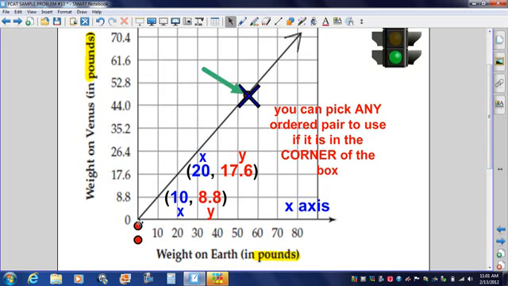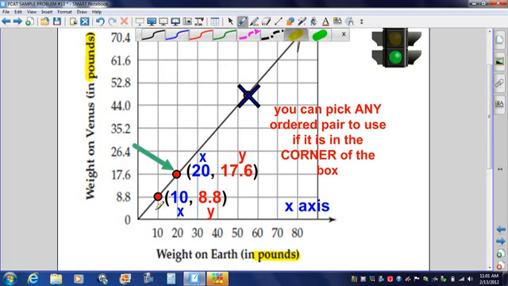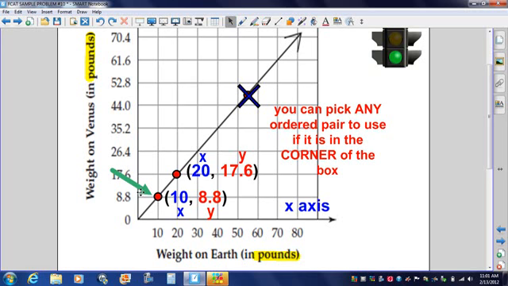And notice for both of them, visual people, they are in a corner of the box. So if you would, put a dot here and label it 20, 17.6. How'd you get that, Mr. Phillips? Easy. I went over 20 and then I went up to 17.6. So please write that ordered pair on your paper. And write the ordered pair 10, 8.8. Again, visual people, I went over to 10 and I went up to 8.8.